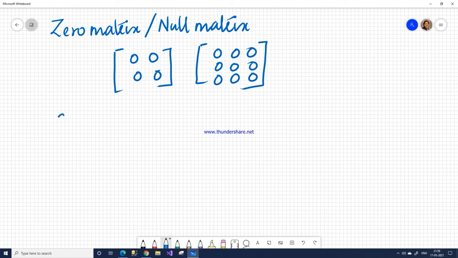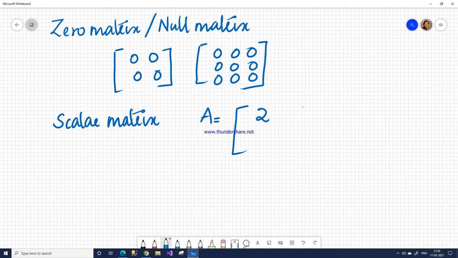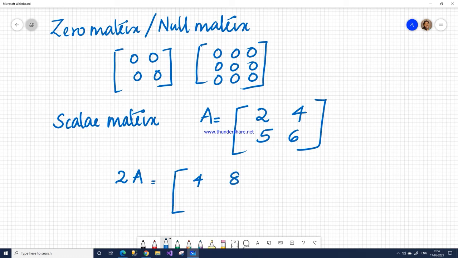Now we have another matrix, that is the scalar matrix. Suppose my matrix is A, with elements 2, 4, 5, 6. If I want to find 2 times A, that is 2A, I multiply this number by each element of the matrix. So 2 into 2 gives 4, 2 into 4 gives 8, 2 into 5 gives 10, 2 into 6 gives 12.